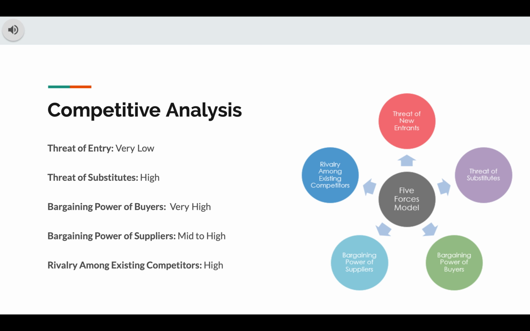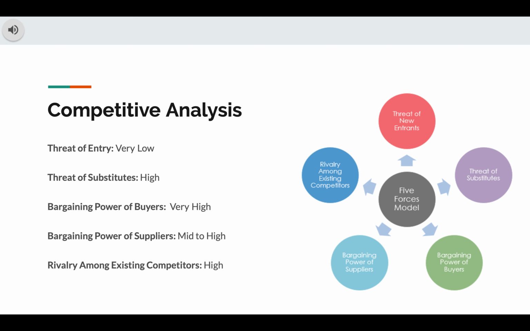The bargaining power of suppliers, that's mid to high. Obviously, we're a massive club, so if we decided to raise our prices slightly, we would be able to. We offer services that most other people can't offer at the level that we can because we're such a major club. So that's the reason we say that it's mid to high.